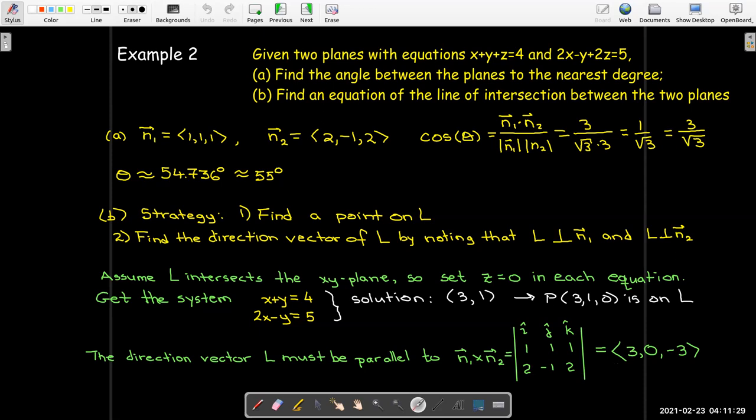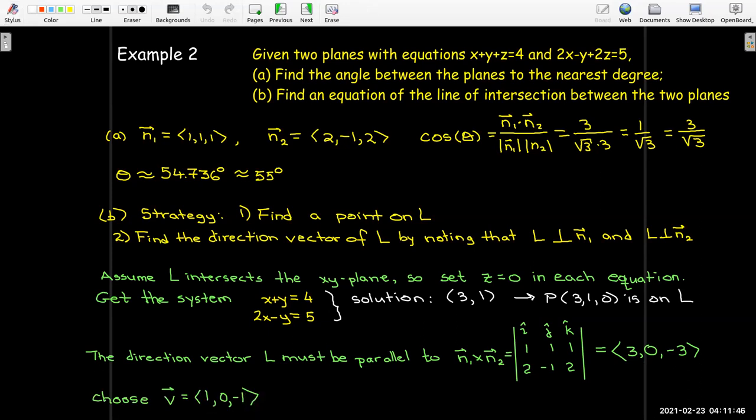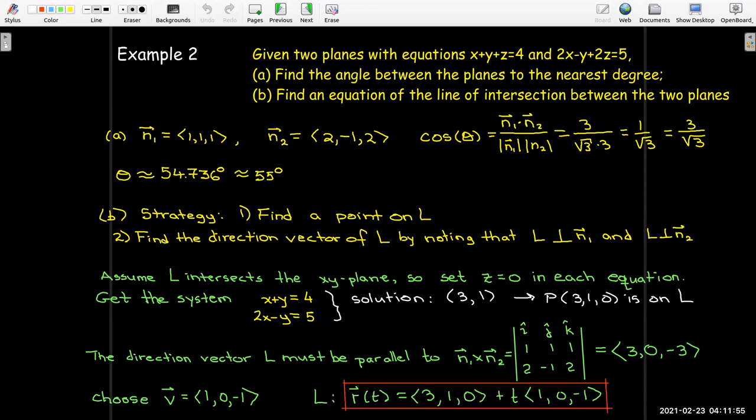So good. I can choose any vector which is parallel to this cross product as my direction vector. In this case, I can see that my components have a common factor of 3. So I'll factor that out and choose the vector (1, 0, negative 1) to be my v vector. So now I've got a point on the line and a direction vector. I can just go ahead and use the corresponding position vector as my r naught. Here is my vector v, and so here is the vector equation for our line of intersection.